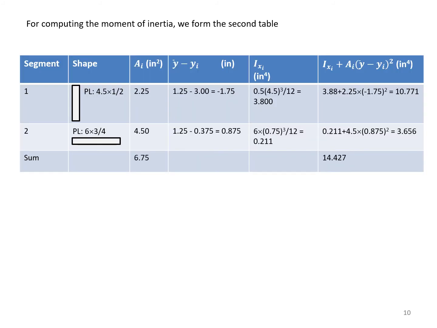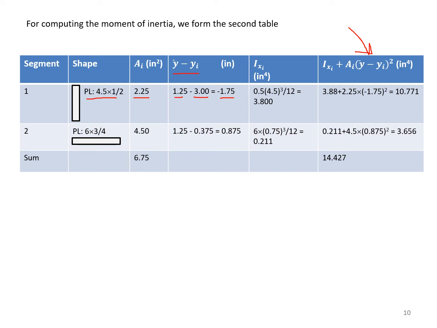Now for computing the moment of inertia, we form the second table. Here is a second table. Some of the information from the previous table has been transferred to this one. Again, our vertical plate, the area we found 2.25. Now notice that here we have y bar minus yi, because that appears in our equation. So simply take the y bar that you found before, deduct from it the yi, and don't worry if you get a negative value, because eventually this goes to the power of 2 and becomes positive.